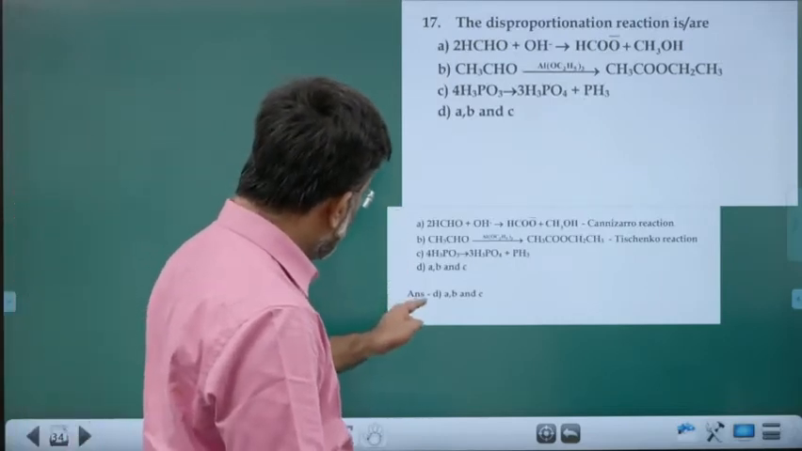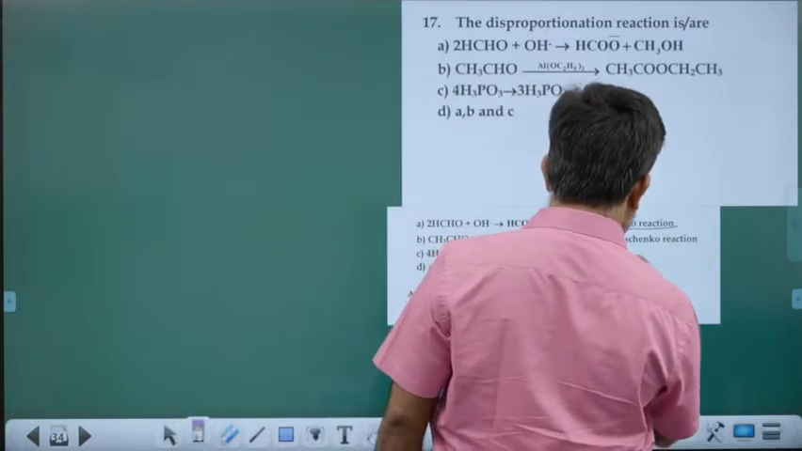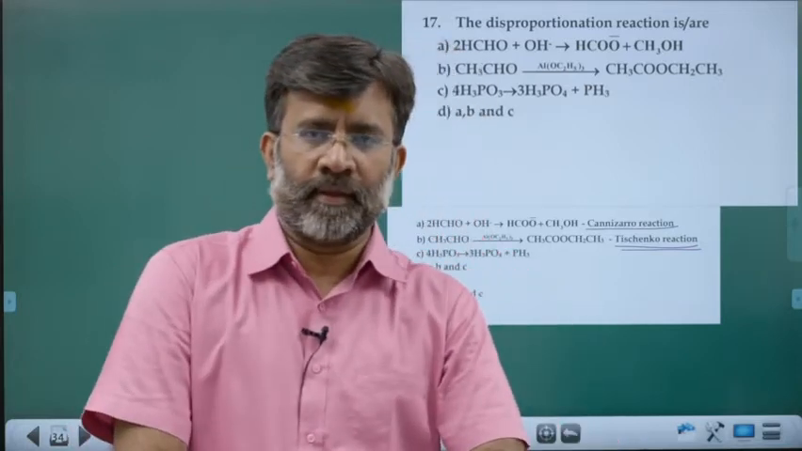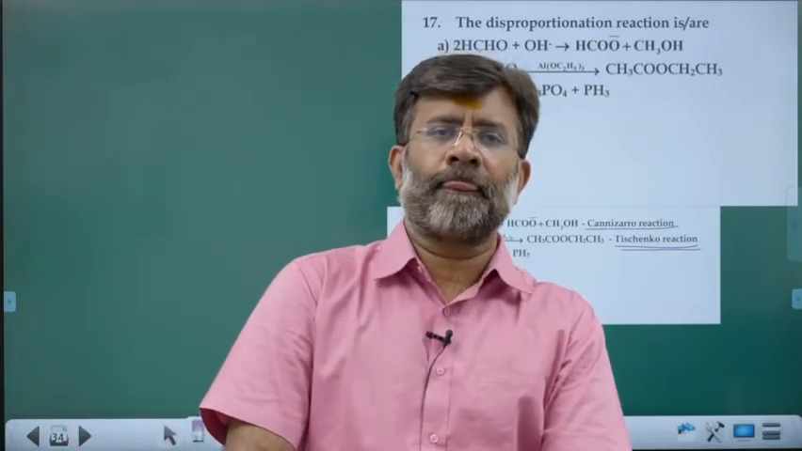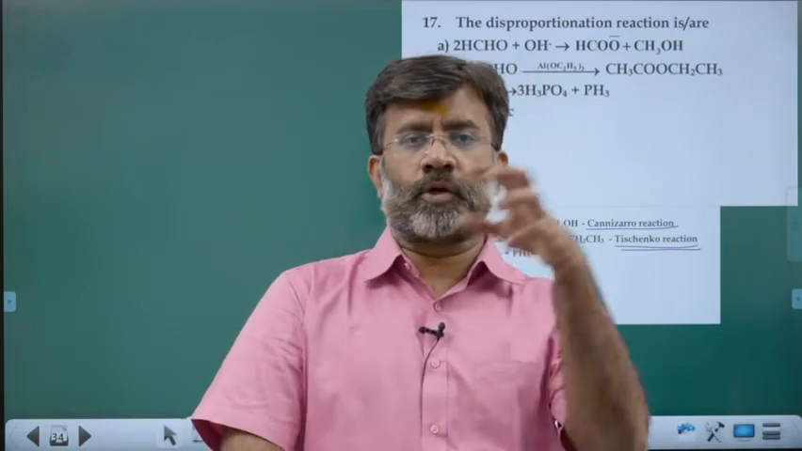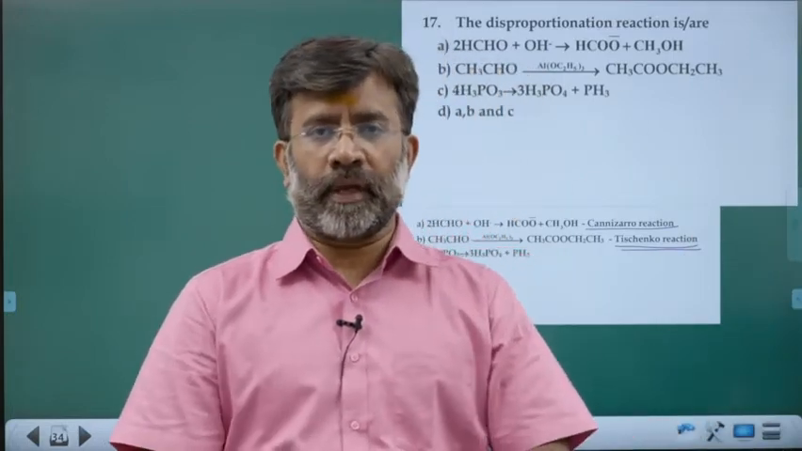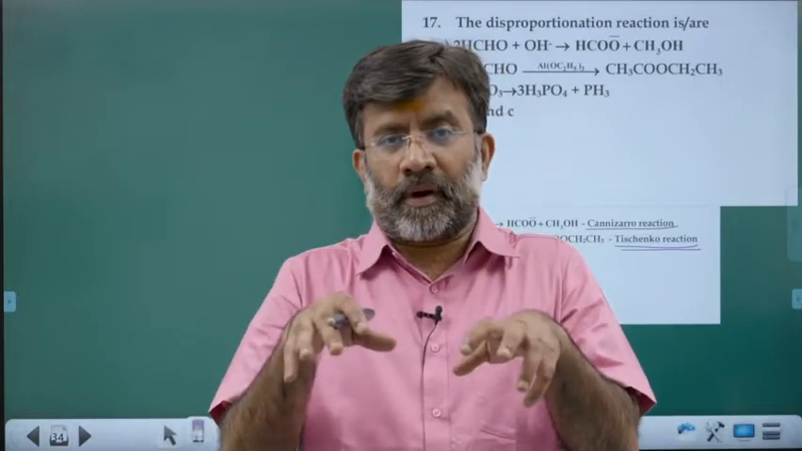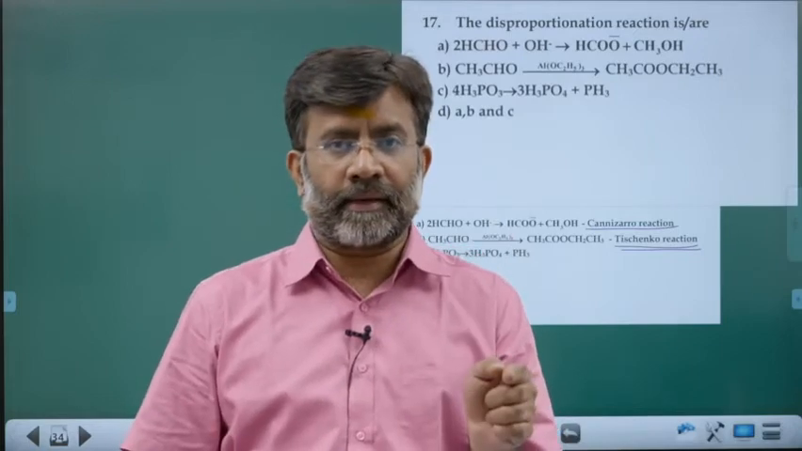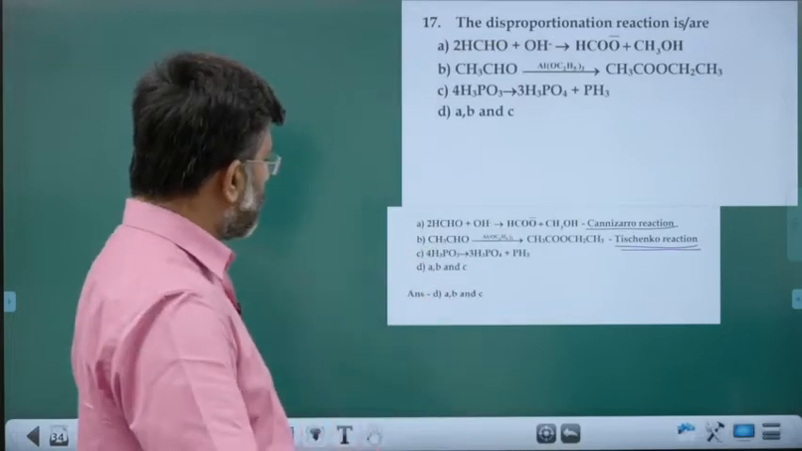Answer is option D, A, B, C. This is the very famous Cannizzaro reaction. This is another famous reaction, the Tishenko reaction. In both cases, we can find an aldehyde. One molecule is oxidized to acid, another molecule is reduced to alcohol. In the Tishenko reaction, the products are available as an ester because alcohol and acid can interact to give an ester product. Anyway, that is a disproportionation reaction.